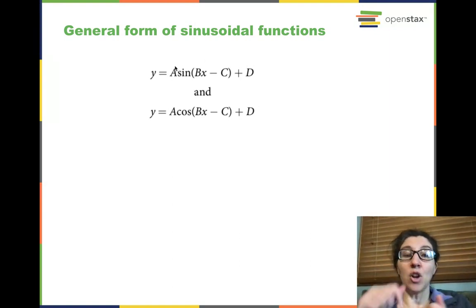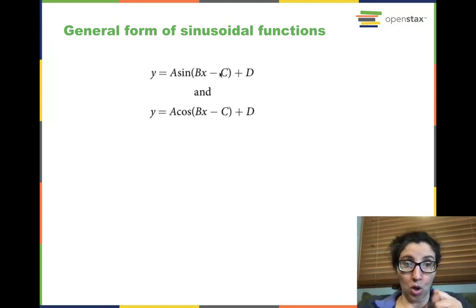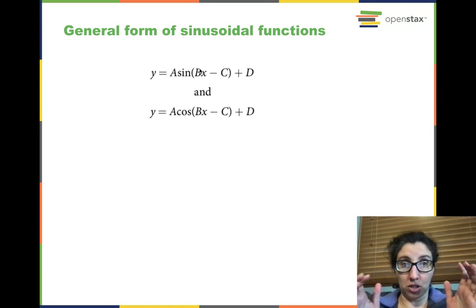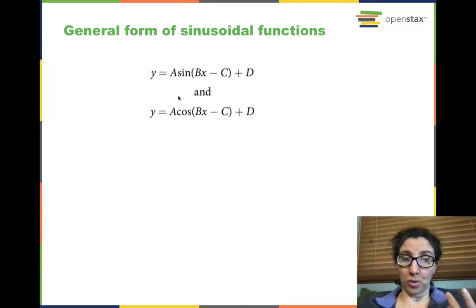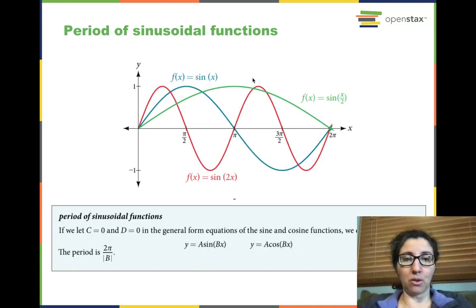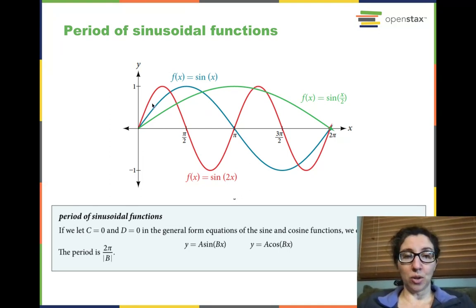We can have vertical stretches. We can have vertical shifts. We can have horizontal shifts. We can have horizontal stretches or compressions, right? All of those things can happen with sine or cosine. So we're going to talk about all of these variables individually, and then we'll put them all together at the end. All right, so first let's talk about the period of a sinusoidal function.